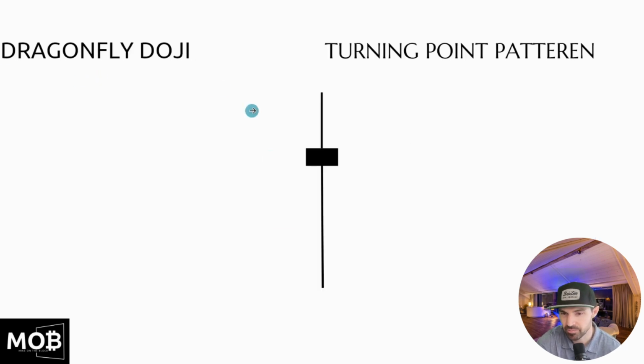Dragonfly Doji. So this is a candle where you'd see the open price and the closing price are very close together, and it would have very long wicks on either side.